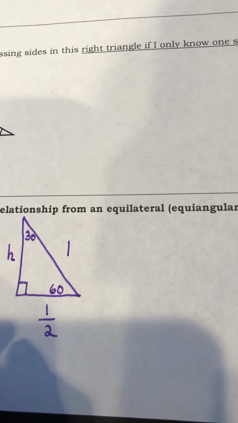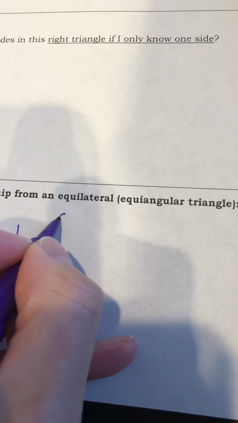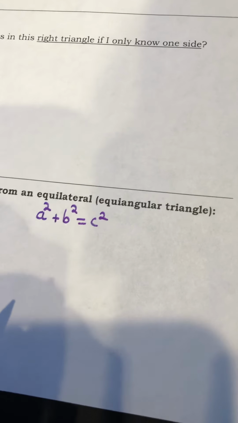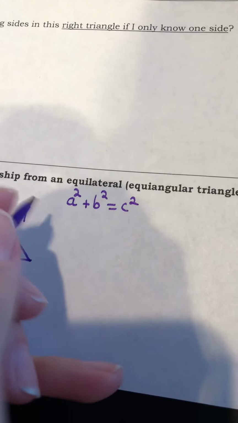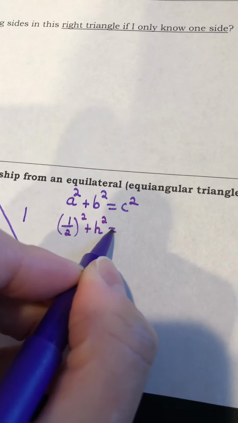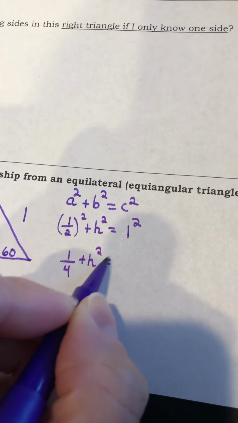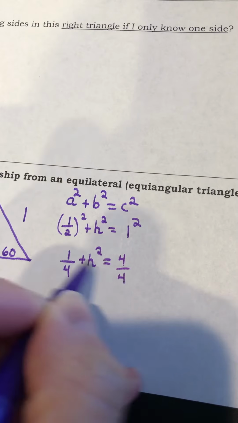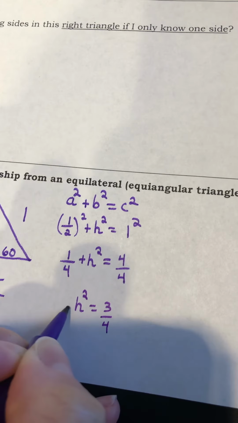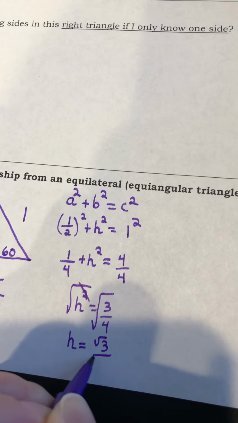And I could use the Pythagorean theorem, right? I could say that a squared plus b squared equals c squared. And a squared in this case would be 1/2 squared plus h squared equals 1 squared. 1/2 squared is 1/4. And I'm going to make this 1 squared 4/4 so that when I subtract 1/4 from both sides, I get h squared equals 3/4. Taking the square root of both sides, h equals the square root of 3 over 2.